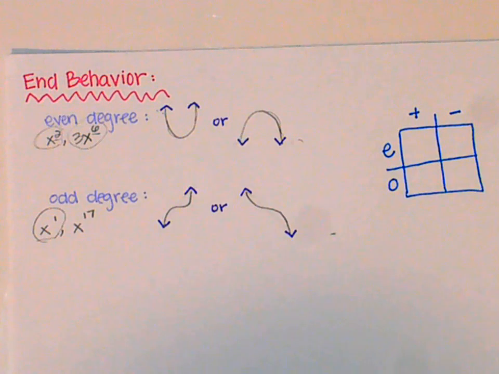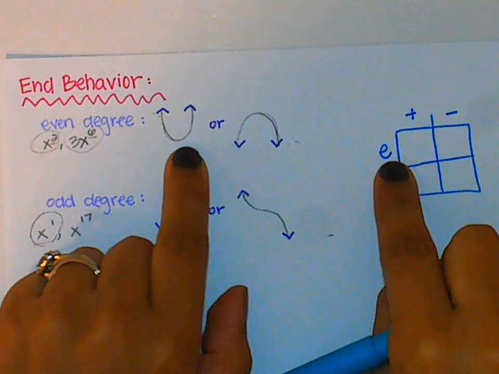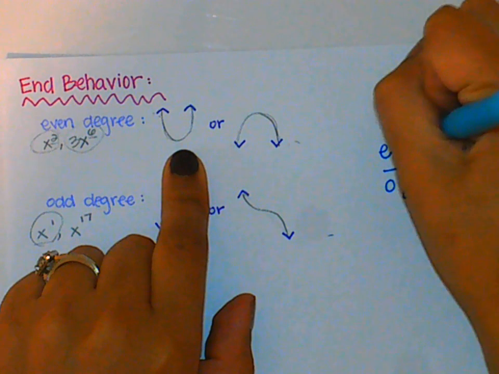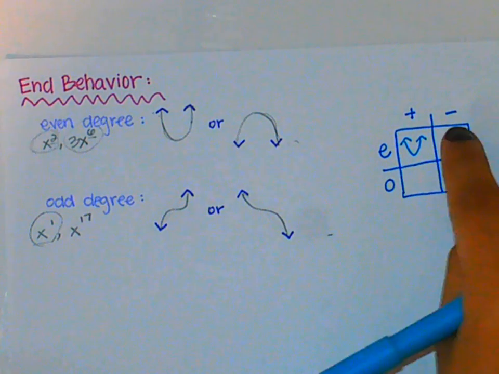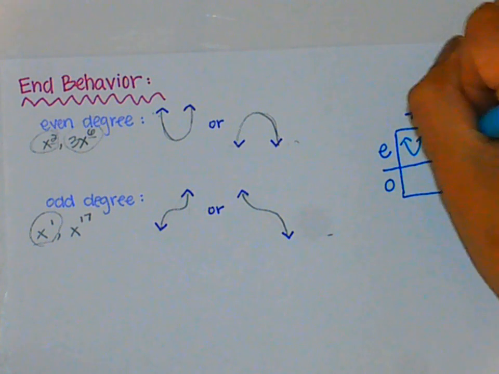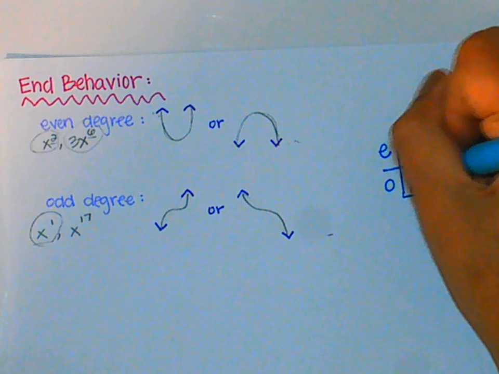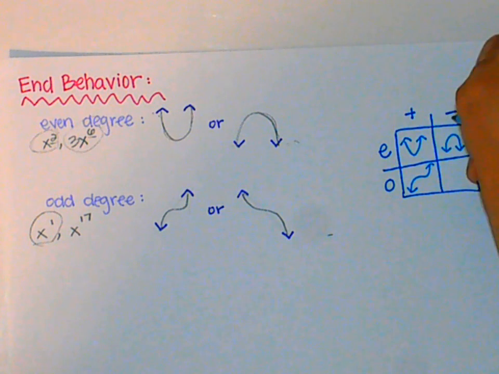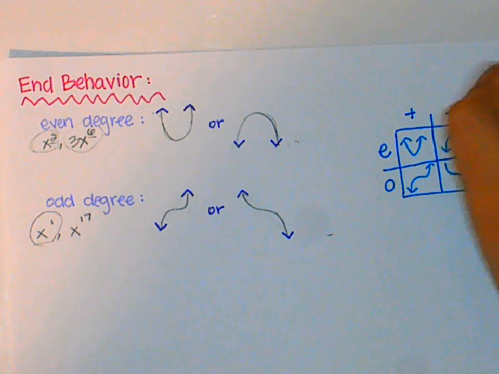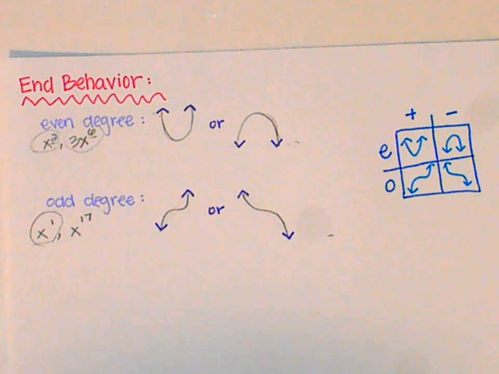So when you have something that is even, so one of these, and it's positive, you'll have something like this. Now remember, we only care about the arrows at the end. If it's negative, we have like this. If it's odd, it goes like this, and if it's a negative and an odd, it goes like this. So this is going to be our cheat sheet. It's going to tell us our end behavior, where those arrows are pointing at the end.